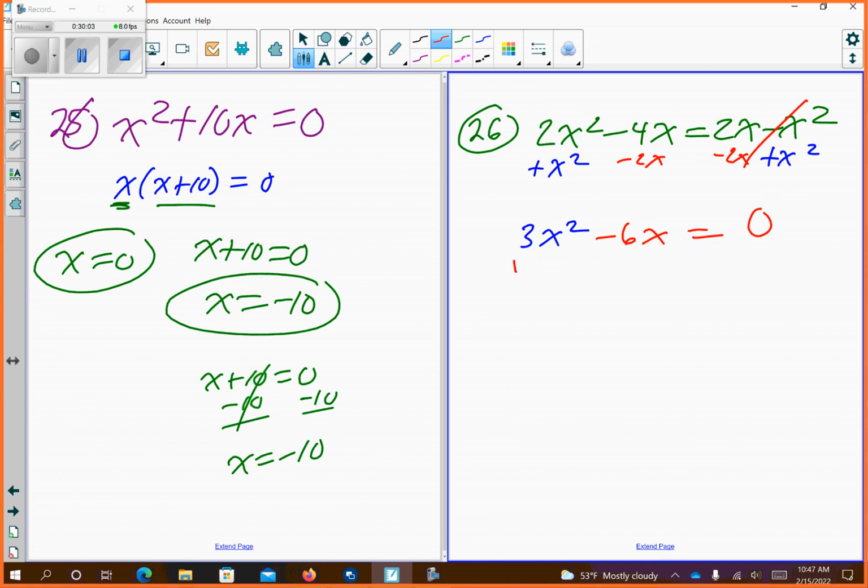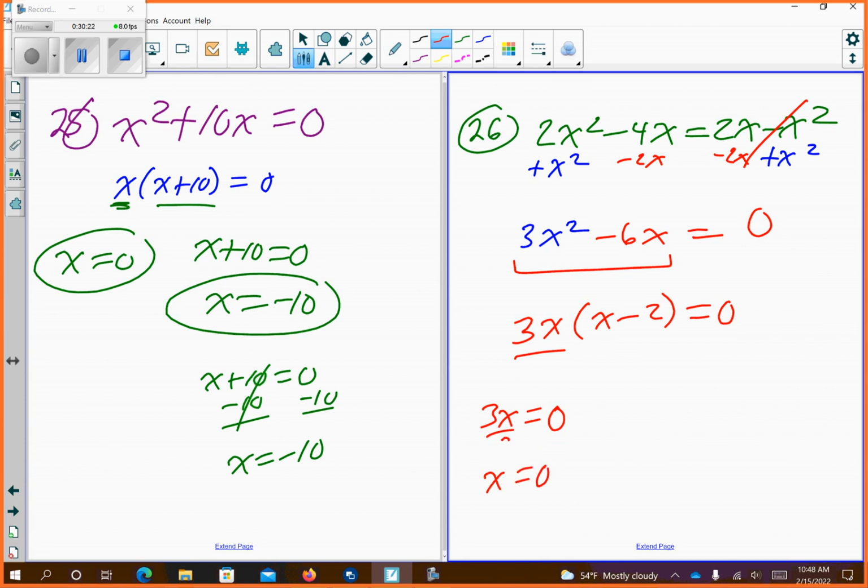Okay? Is there something I can factor out of both of those? X, anything else? 3x, good. And then x minus 2 is equal to 0. Set that equal to 0, so 3x equals 0. So you guarantee x is equal to what? 0. If I divide both sides by 3, 0 divided by 3 is 0. So there's one answer. And then x minus 2 equals 0. Add 2 to both sides. So x equals 2.